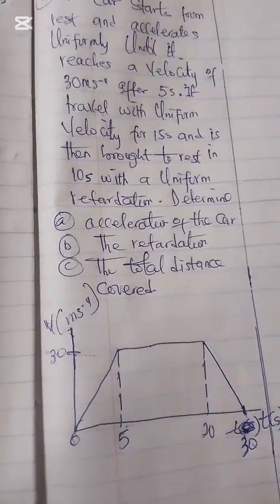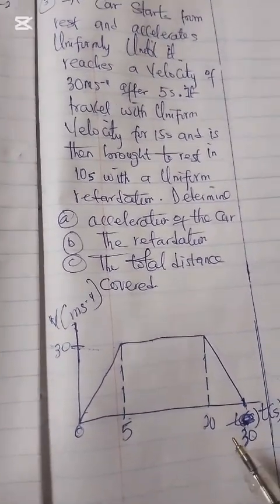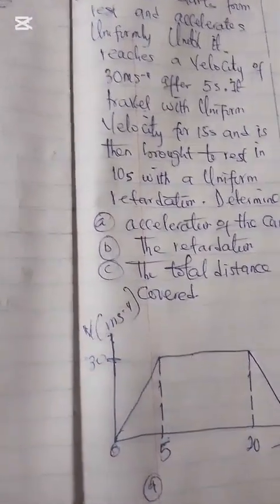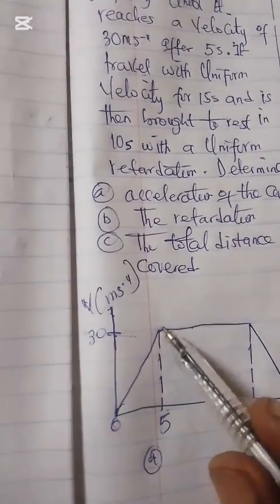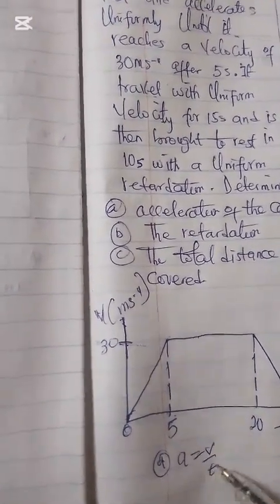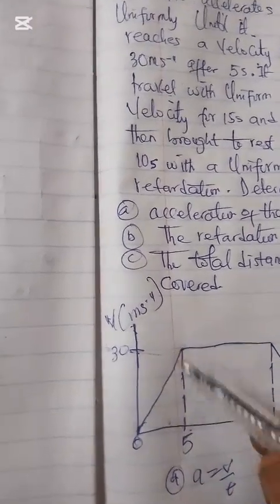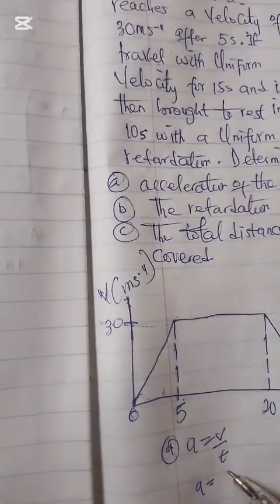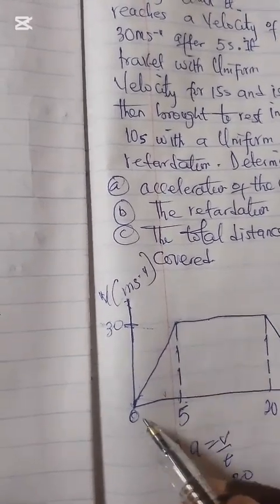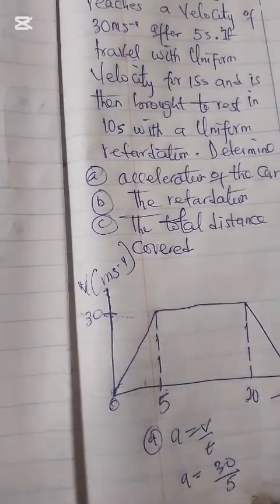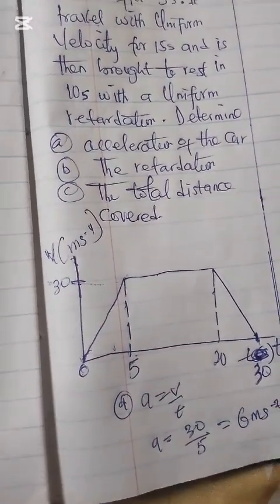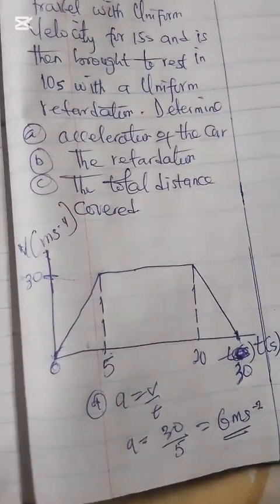Determine, the first thing we have to determine is the acceleration of the car. So how do you get acceleration? This particular shape represents acceleration. Acceleration will be velocity over time. So what is the velocity? The height of the shape, which is 30. And what is the time for this particular speed? The time is from here to here, which is 5. So if you divide 30 by 5, we have 6 meters per second squared. So this is the acceleration of the car.